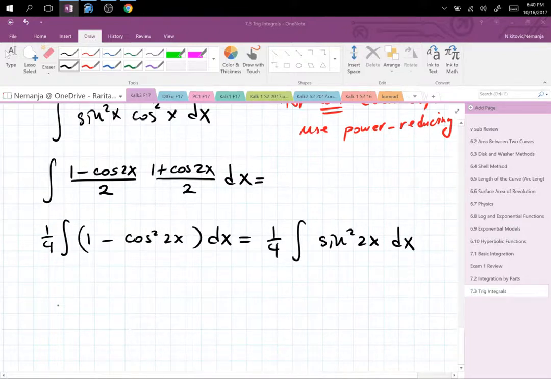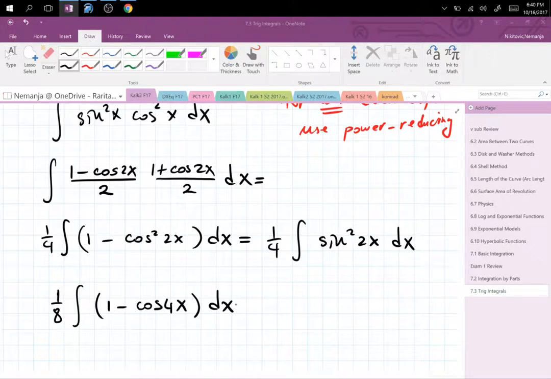So remember that the 2 will pop out, so we have 1 over 8 now. Integral of parentheses 1 minus cosine 4x dx. Make sure you are always doubling your angle. If you're starting from x, you will have 2x. If you're starting with 2x, you will have 4x, and so on. Those are some frequent mistakes.